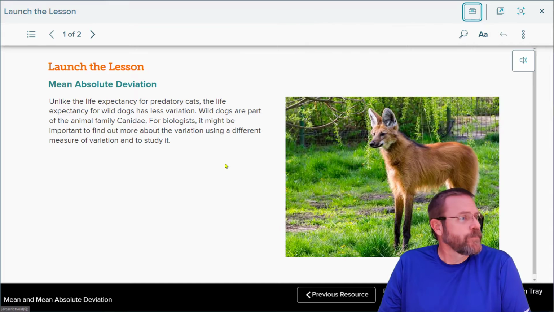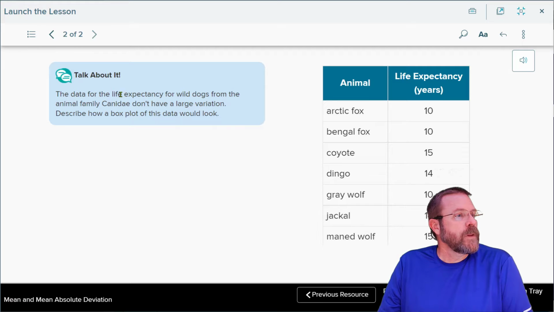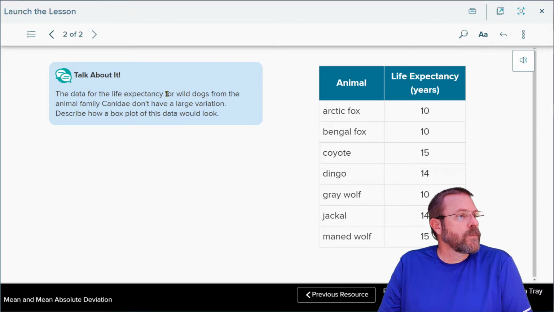Let's get into it. Unlike the life expectancy of predatory cats, the life expectancy for wild dogs has less variation. Wild dogs are part of the animal family Canidae, and for biologists it might be important to find out more about the variation using a different measure of variation to study it. The data for the life expectancy of the wild dogs from the animal family Canidae don't have a large variation.